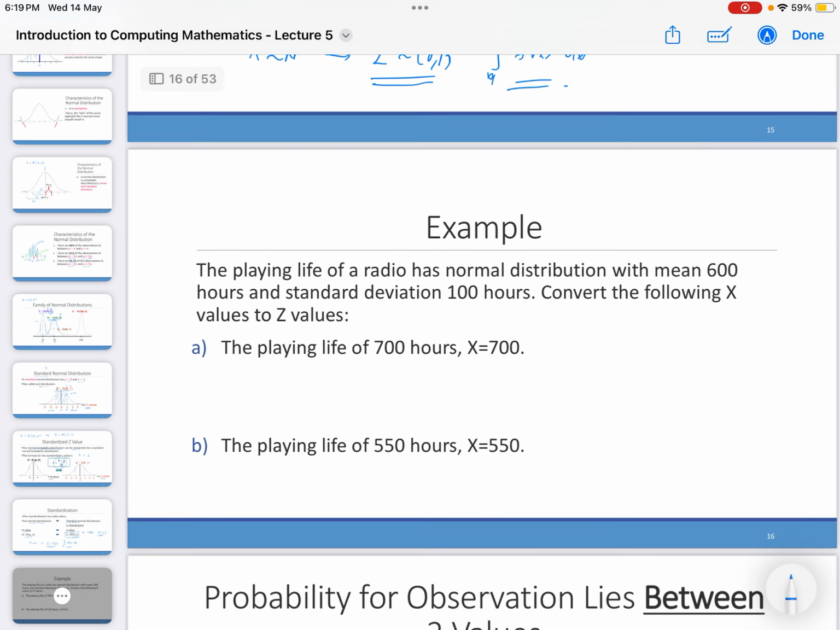Okay, example. So let's look at an example. The playing life of a radio has a normal distribution with mean 600, so this one is the mu, and standard deviation 100 hours, so this one is the sigma. So we have x normally distributed with mean 600 and sigma 100. Then convert the following x values to z values. We just need to use the formula: z equals x minus mean over standard deviation.